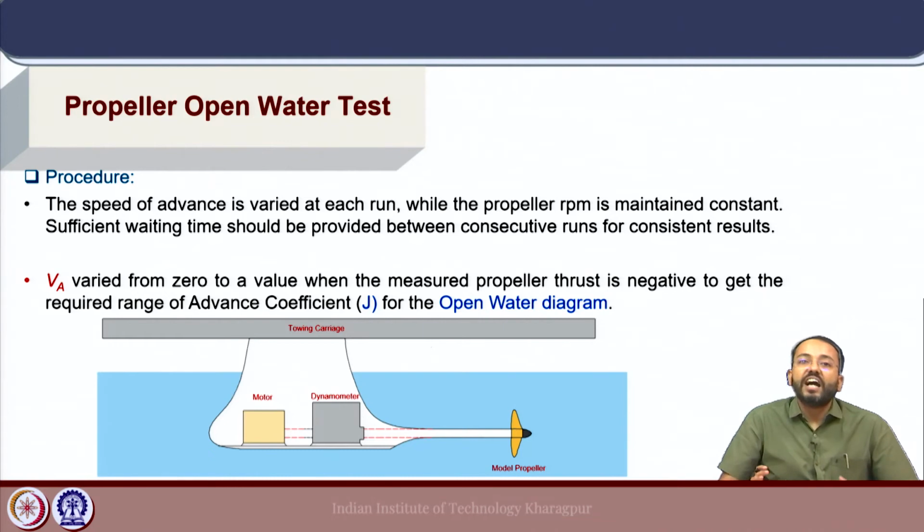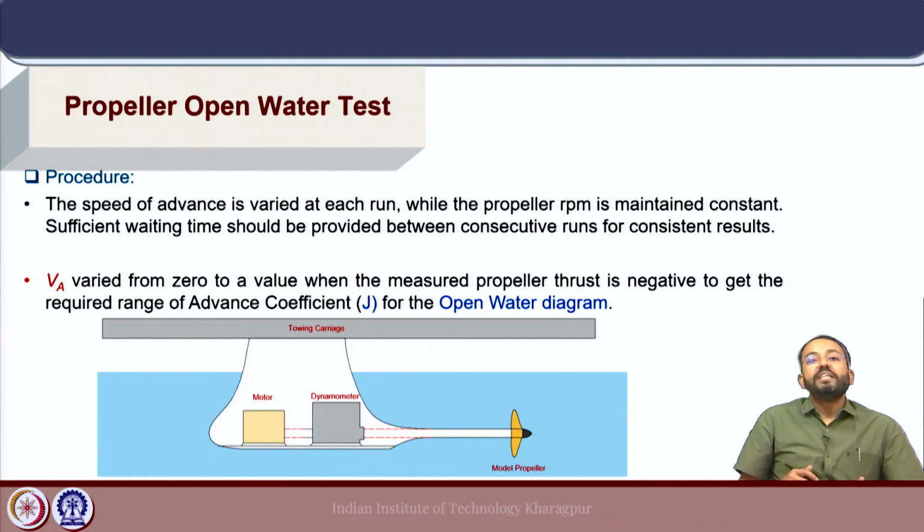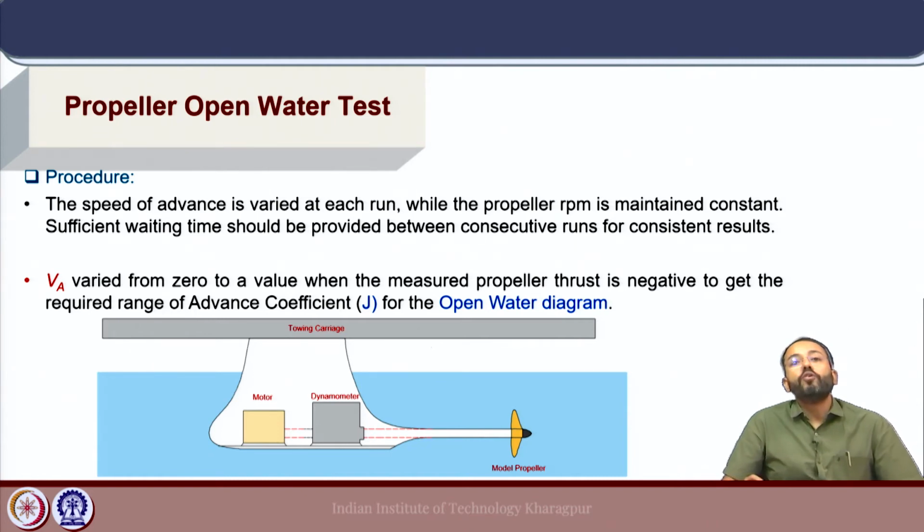Now, over each run, the speed of advance is changed while the propeller RPM is maintained constant. This is a standard norm for propeller open water testing. So, we change the advance coefficient value by changing the forward speed at which the carriage is towing the propeller and keeping the RPM constant.